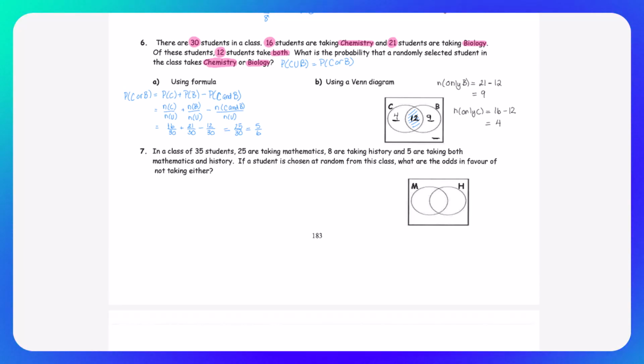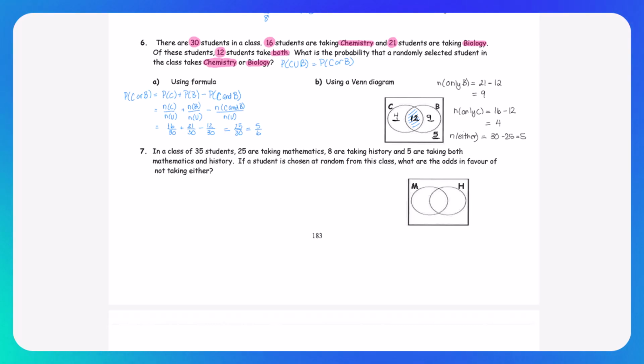Now, if we want to continue filling this out, for those who aren't taking either, well, 4 plus 9 is 13, and 13 and 12 is 25. That means 30 minus 25, so 5 are taking neither, and that would be outside of B or C.